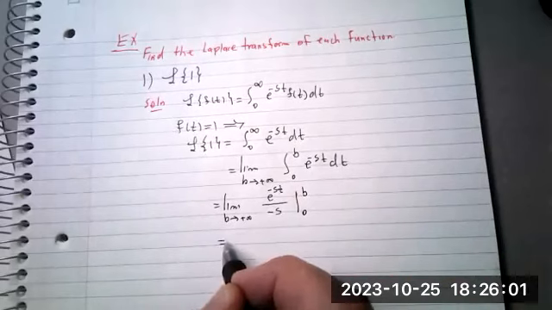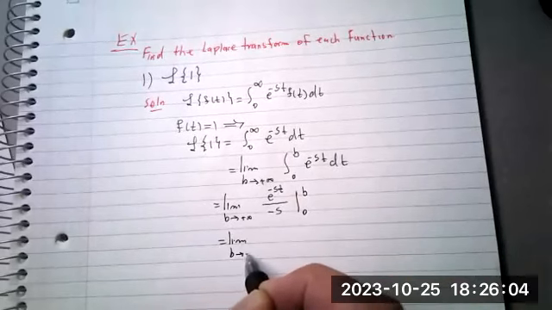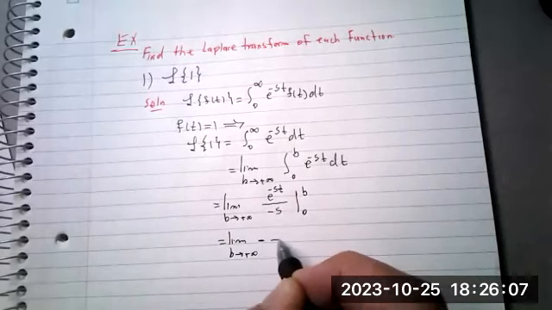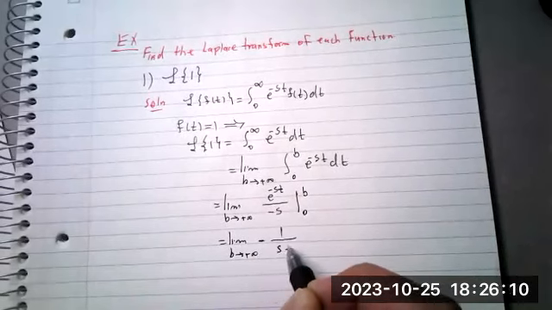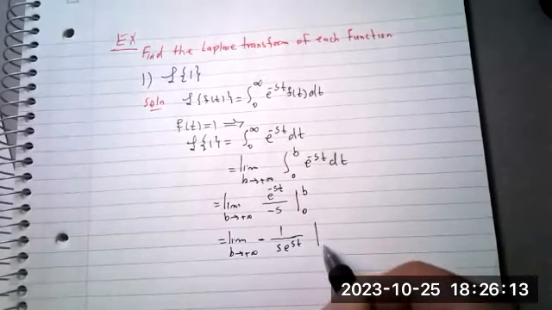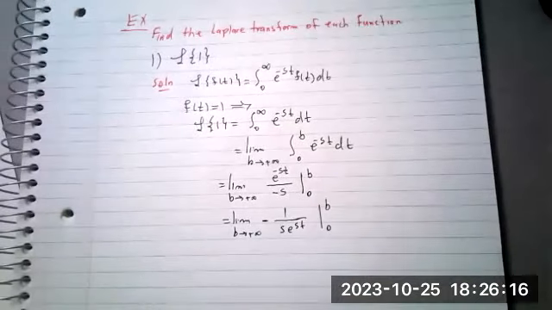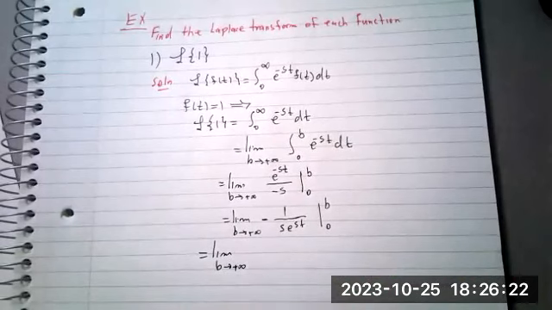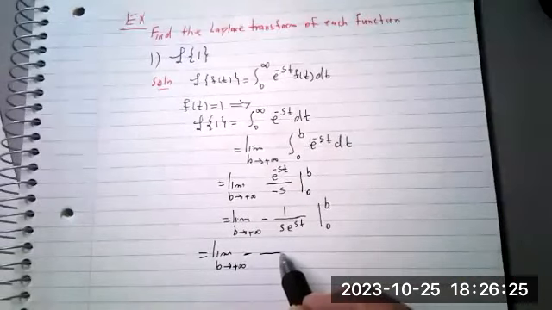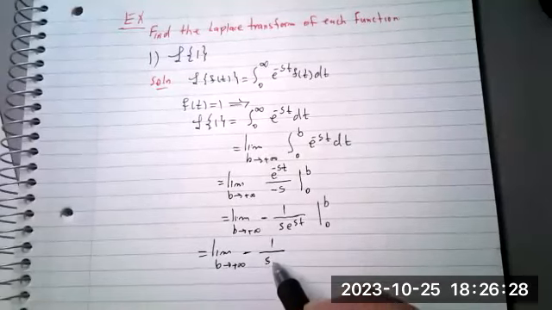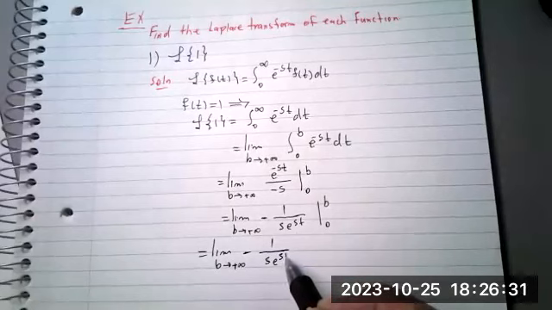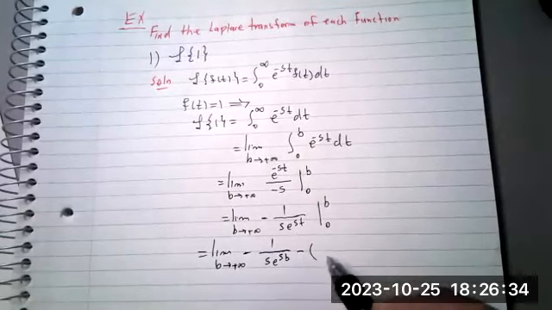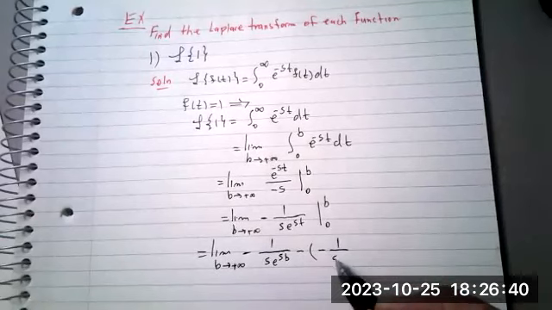So continue. You bring it down: limit as b goes to positive infinity. You write this as negative 1 over s, e to the negative st, going from 0 to b. Substitute: minus, replace the t by b, 1 over s e to the negative sb, minus, replace the t by 0, 1 over s e to the 0.